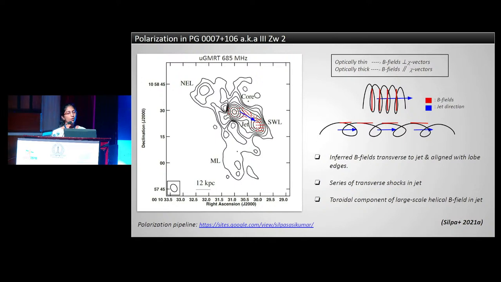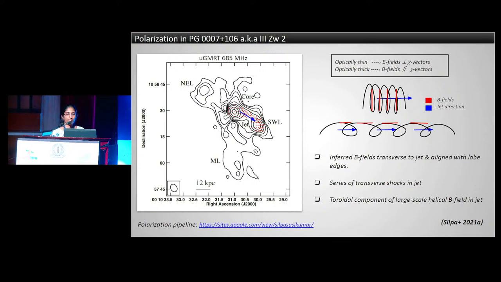And this misaligned lobe is most likely coming from episodic activity of the AGN, and there are indications that the episodic activity in this source is occurring on very short timescales, such as decadal timescales, suggesting that the AGN in the source is sputtering or intermittent.